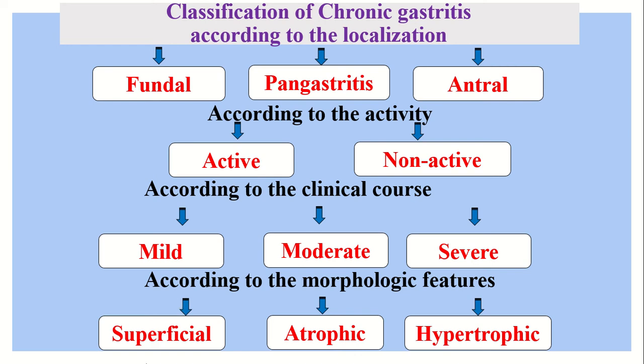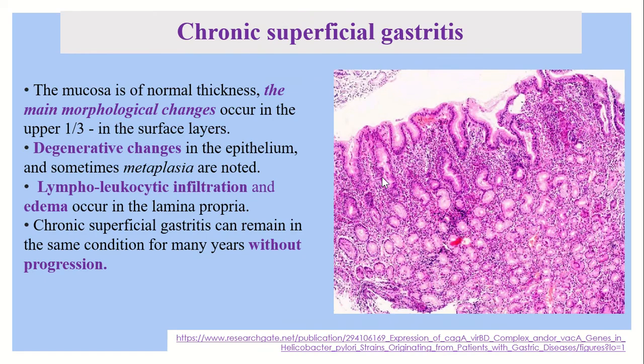We will mainly focus on the morphogenetic, morphologic features, or the pathogenetic features of gastritis with the activization. Chronic superficial gastritis is mainly caused by Helicobacter pylori, and here the mucosa is normally thickened.